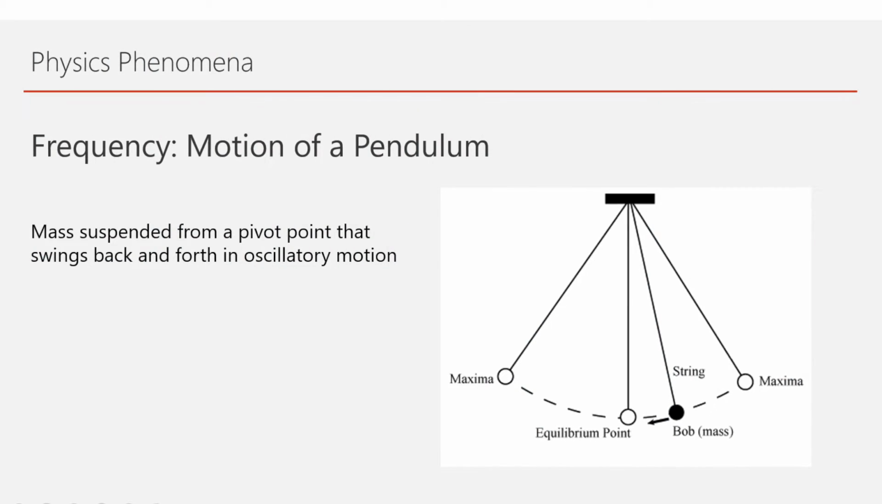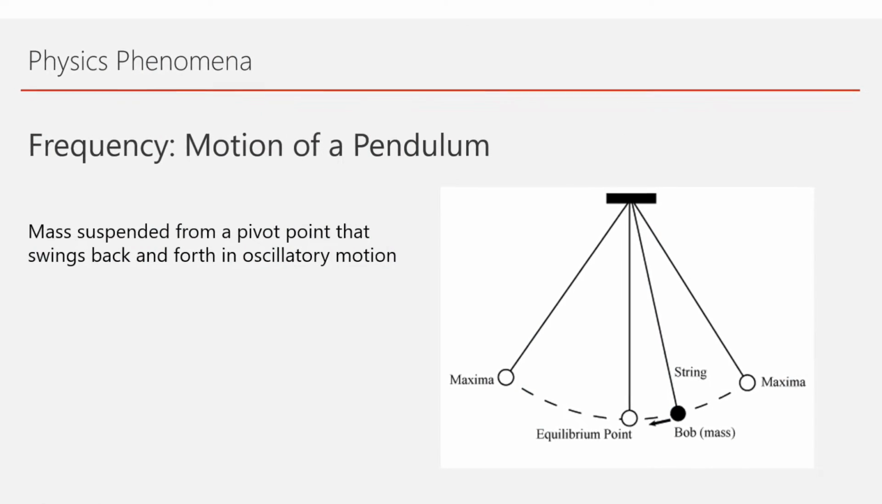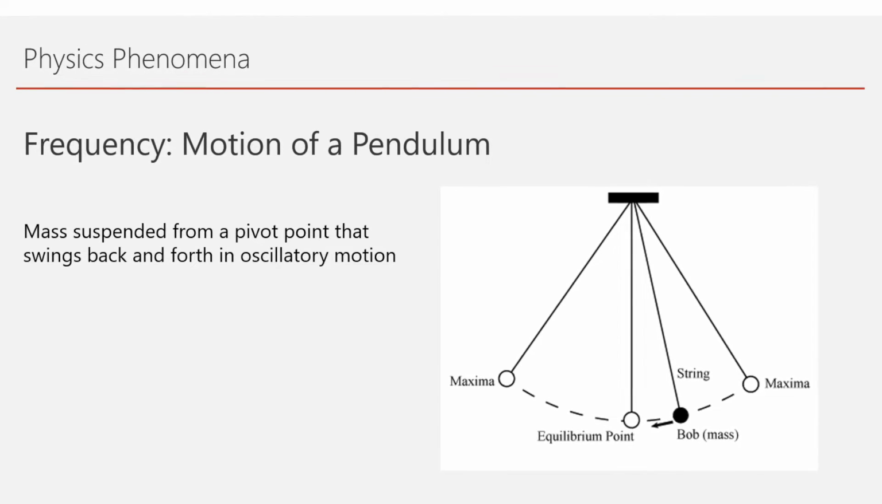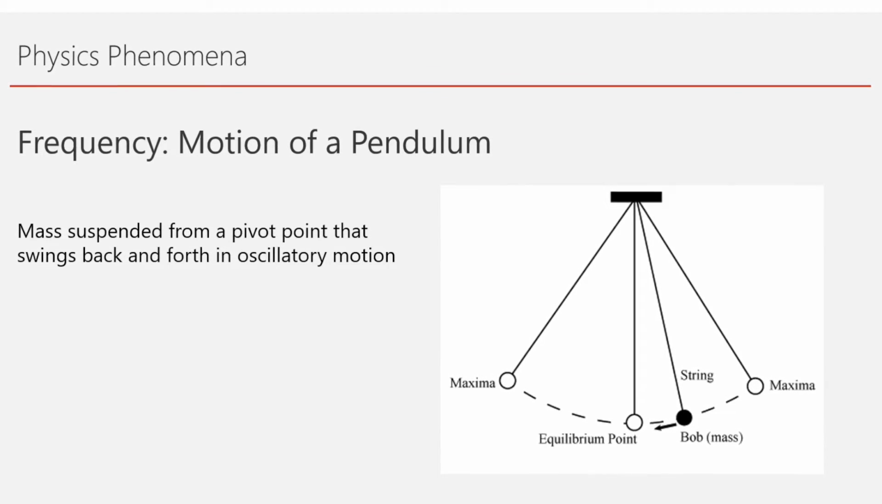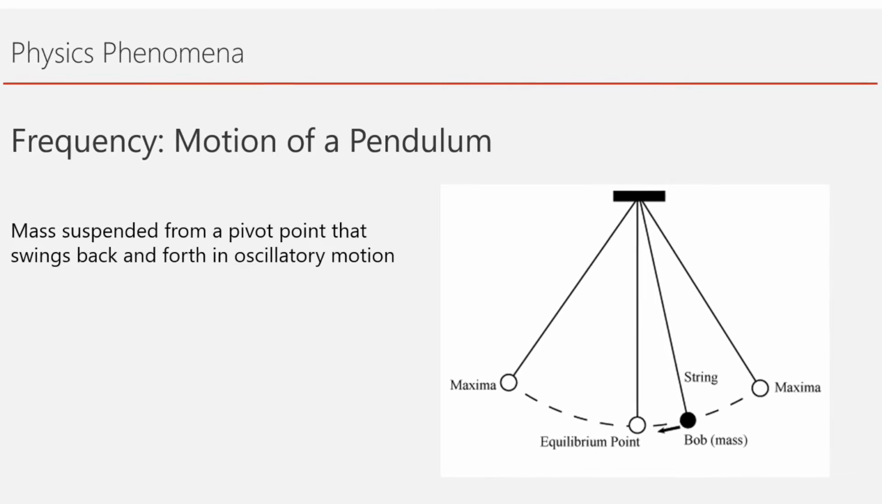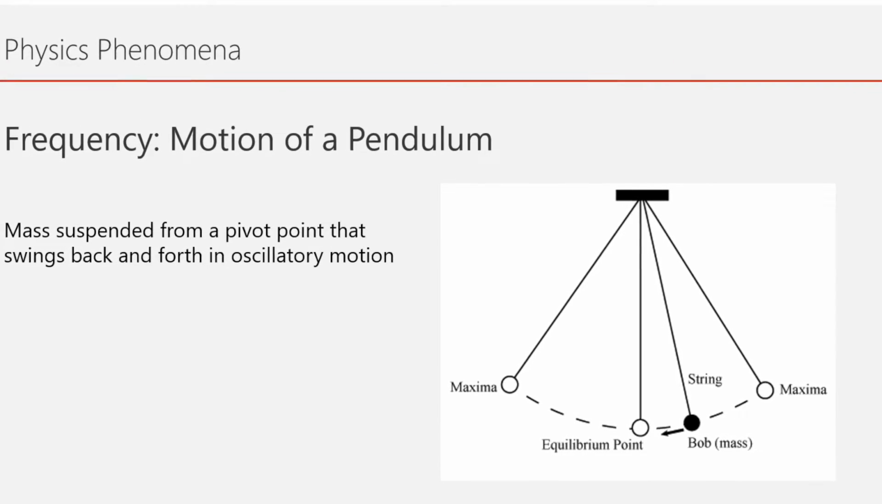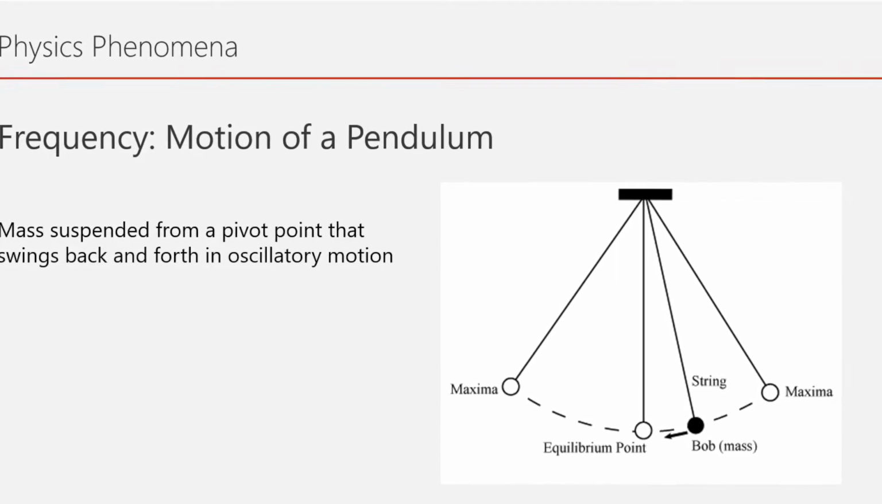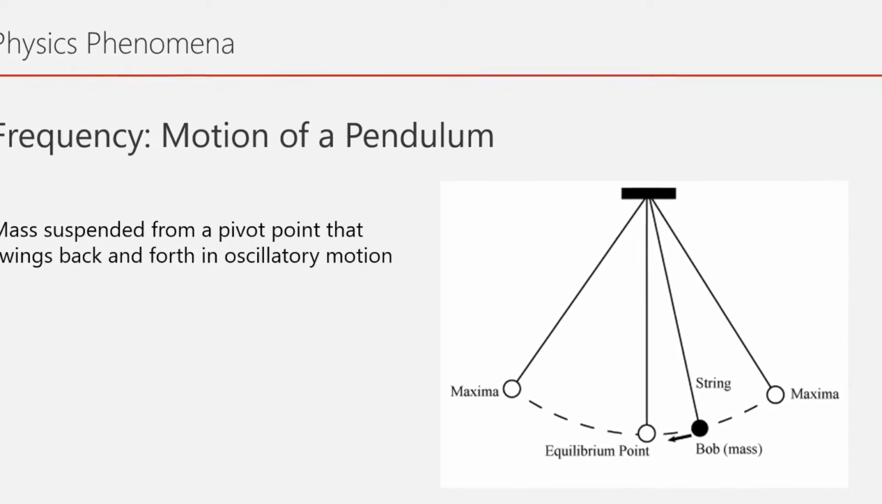A pendulum is a mass suspended from a pivot point that swings back and forth in oscillatory motion. When set in motion, inertia drives the mass past its equilibrium position, and the restoring force due to gravity drives the mass back to its equilibrium position, and so on.